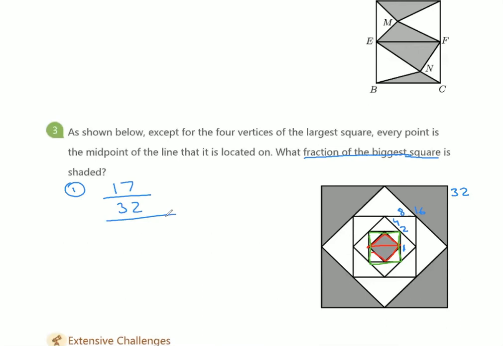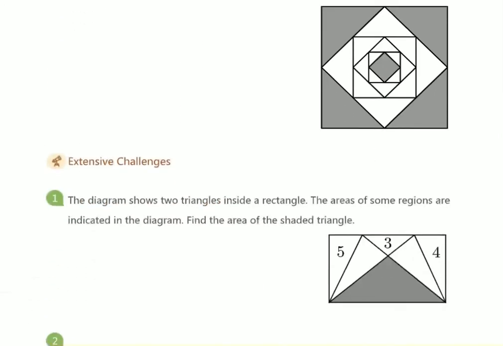Okay, because 32 is indeed what the total area that we have is out of. Okay, so hopefully that makes a lot of sense, guys. And let's get straight on to our extensive challenge question number 1.